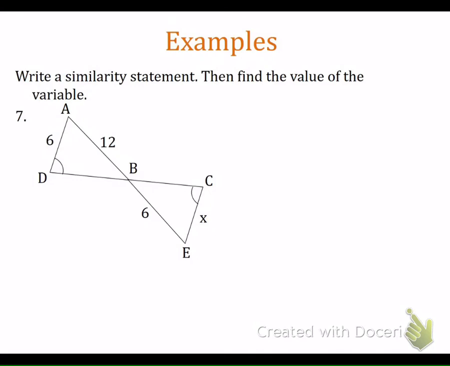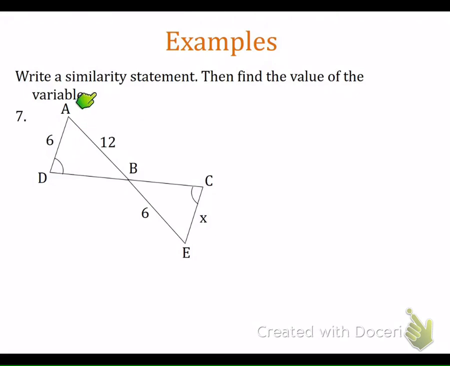All right, this one's a little trickier. You kind of have to visualize it. Pay attention to the angles that are congruent. So right here, these are vertical angles, so these two would be congruent. The D and the C are labeled as being congruent, which forces angle A and angle E to be congruent.